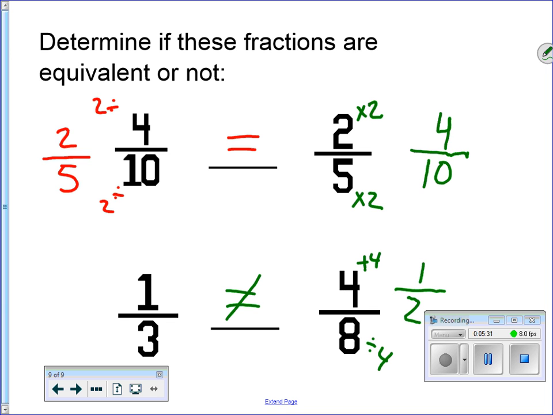Okay? So hopefully this helped your understanding of fractions. There was nothing too entirely new in this video. Just remember that we can use both division and multiplication rules to find equivalent fractions.